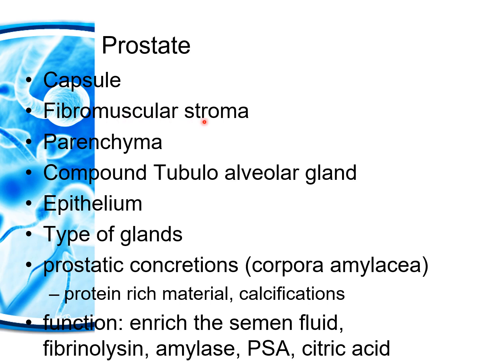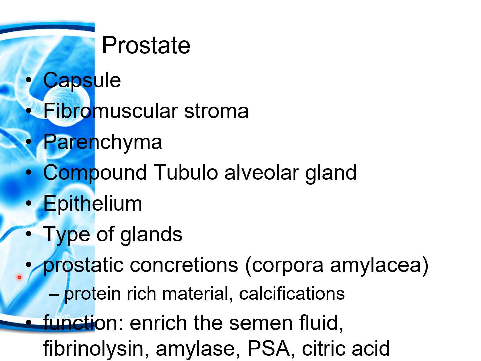Histologically, you can appreciate the fibromuscular stroma, which is a very important identification point in H&E staining under slide microscopy. It has parenchyma consisting of compound tubulo-alveolar type of glands, and these glands are lined by the epithelium, which is generally simple columnar in nature, but at some places you can also see patches of cuboidal epithelium, sometimes squamous epithelium, and even sometimes pseudostratified epithelium as well. The type of gland is compound tubulo-alveolar gland.